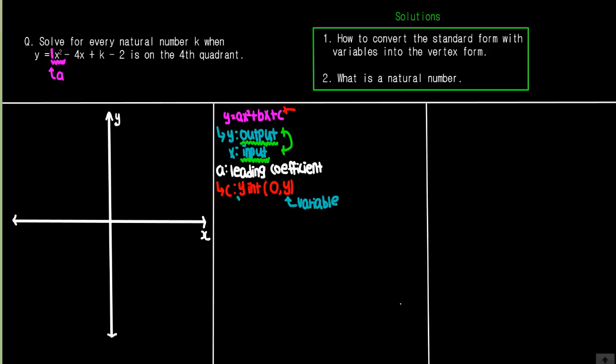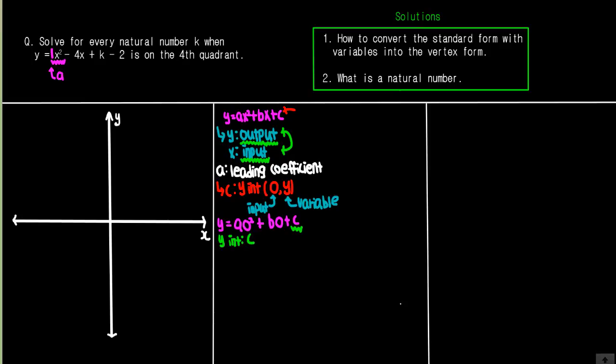The reason why the c value is equal to the y-intercept is that 0 is our x value, the input of our function. If we input 0 into our function y is equal to ax squared plus bx plus c, the standard form, it turns into y is equal to a times 0 squared plus b times 0 plus c. When x is equal to 0, the whole term turns to 0, and our y value is c. So that's why our y-intercept in this standard form is c.